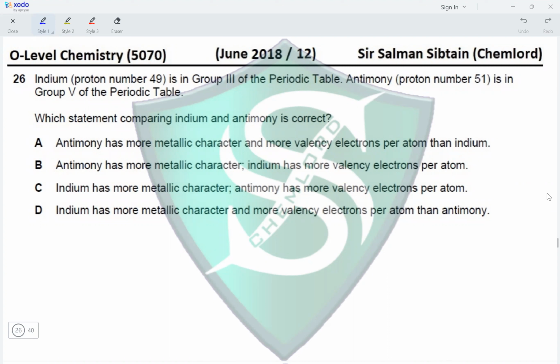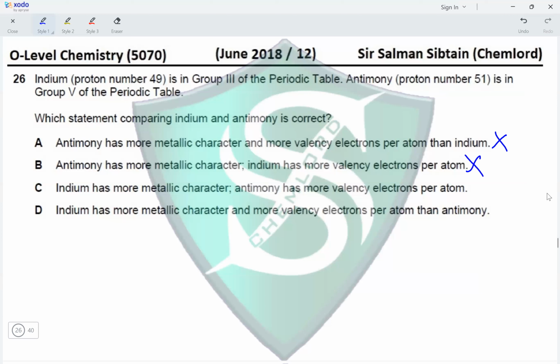Antimony is found on the right. So it does have more valence electrons, but it has less of a metallic character because metallic character decreases along a period. So this statement is incorrect. Next, antimony has more metallic character. This makes it incorrect. Indium has more valence electrons. This is also incorrect.